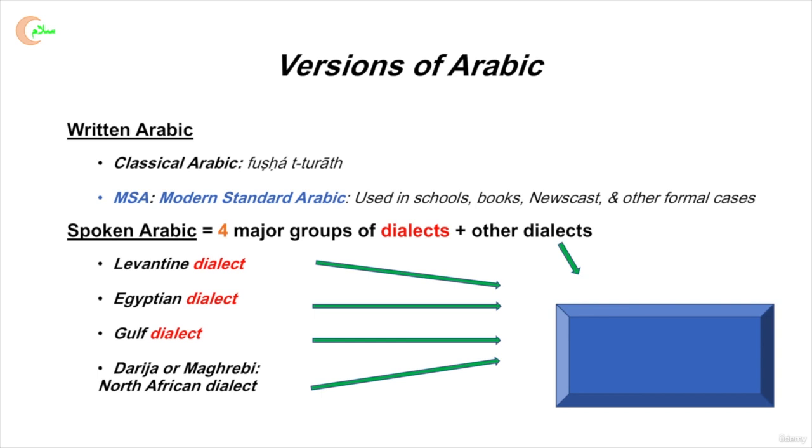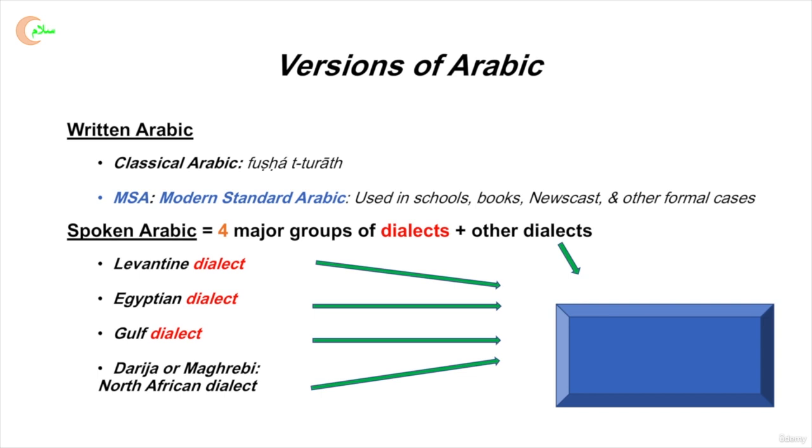Then there is what's called MSA, which is short for Modern Standard Arabic. This is the version of Arabic that all Arabs learn in school. And keep that piece of information in mind because I will ask you a question in a little bit. So Modern Standard Arabic is used in schools, in books, newscasts, and also in formal situations. Then we have the spoken Arabic.